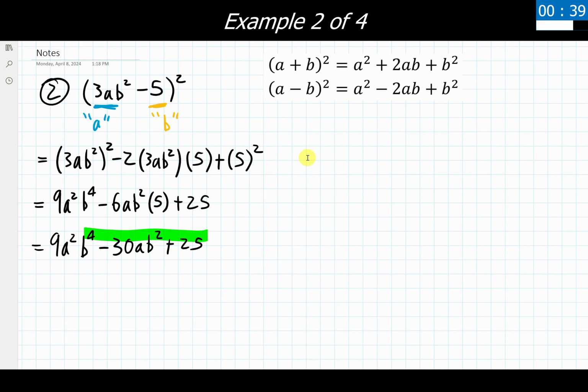And we get to our final answer right here. We should be getting 9a squared b to the fourth minus 30ab squared plus 25. And make sure as you are going through this process, you are referencing the previous sections. A lot of this is the 9.3 material, but we do use the, not 9.3, 6.3 material. And we're also using the exponent properties we learned from 6.2 to work with the exponents and determine how they combine together and simplify down.